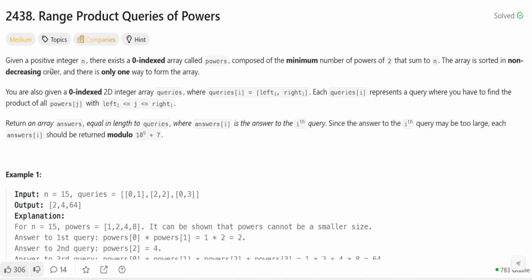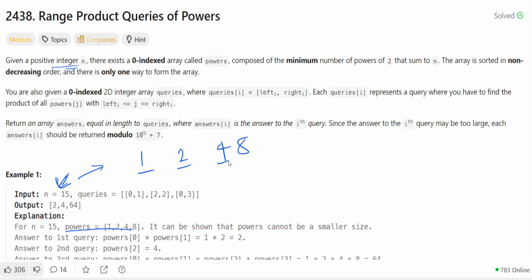It is saying that we are given a positive integer n. Let's suppose the n we have been given is 15. We'll break it into the minimum powers of 2 that sum to n. So for example, n is 15, and if we make the conversion, the powers are 1, 2, 4 and 8.